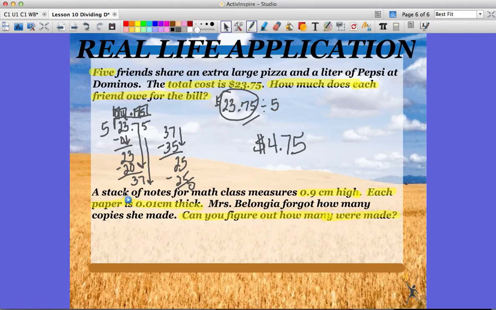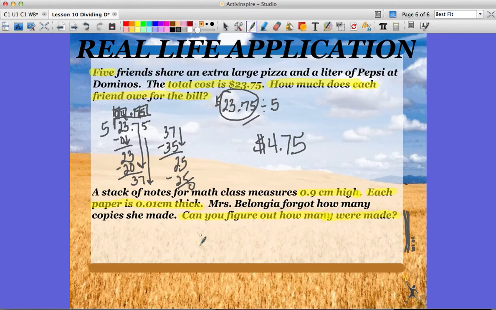All right, the important information at this point is that the stack measures 9/10 of a centimeter in height, and that each paper is 1/100th centimeter thick. Okay, so you have a stack this tall, and each piece of paper is that thick. So can you figure out how many copies were made? And you can do this because you're taking how tall something is. Okay, so you're taking all those sheets and dividing it by the thickness of each sheet to figure out how many you could fit in here.